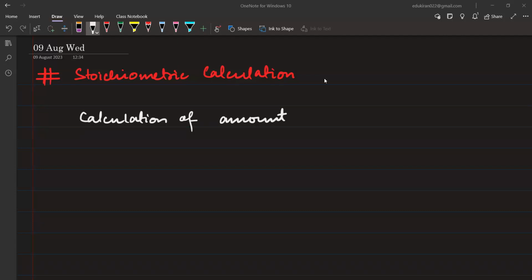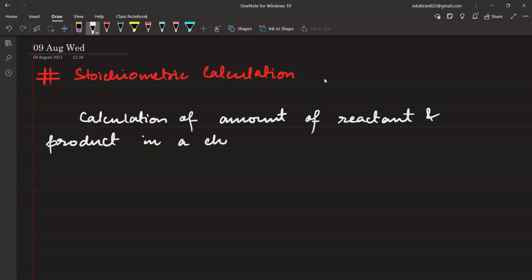amount of reactant and product in a chemical reaction is called stoichiometric calculation.